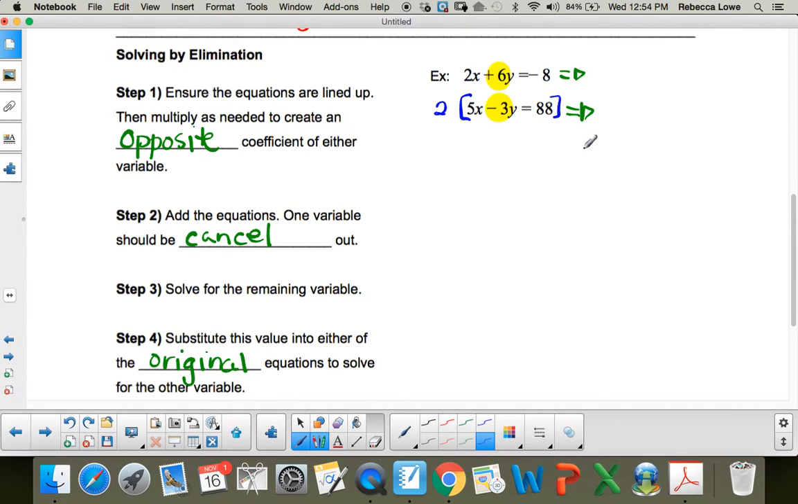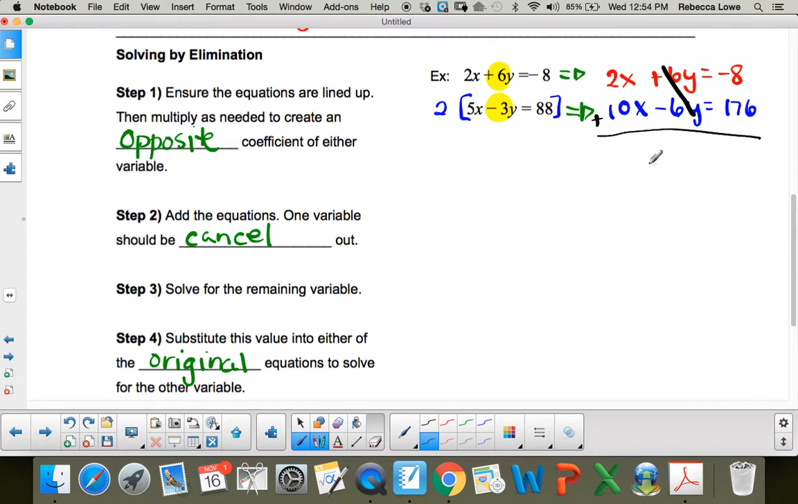And remember, you can do anything you want to an equation as long as you do it to both sides. So I'm taking the second equation and I'm multiplying both sides by 2. A common mistake is people forget to multiply both sides of the equation. I'm just going to rewrite the first equation, and you can see that the equations are now stacked. I have created now opposite coefficients. So when I add these together, the y values cancel out.